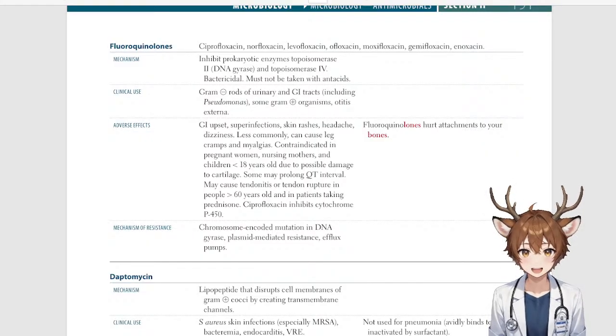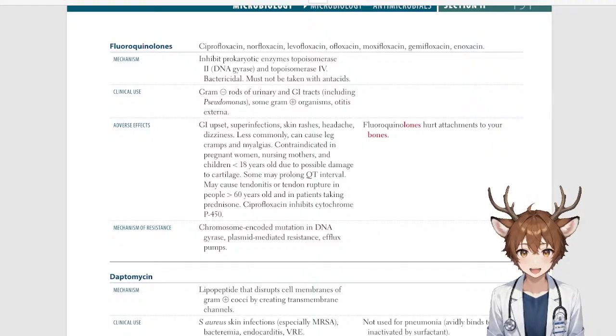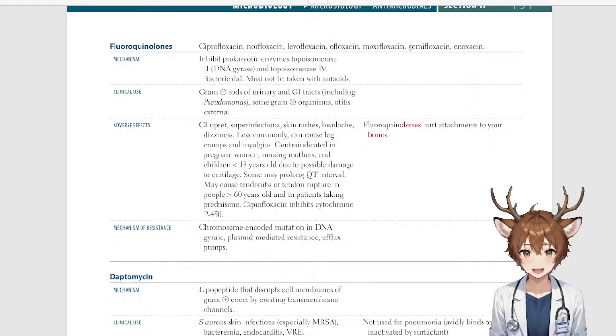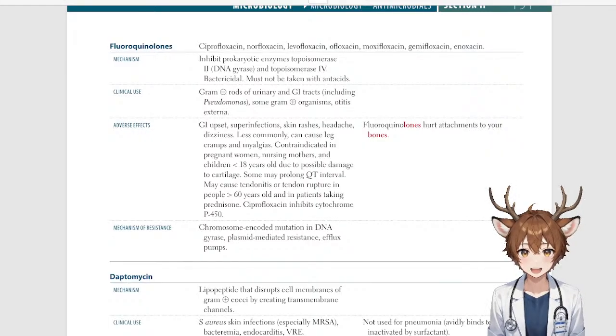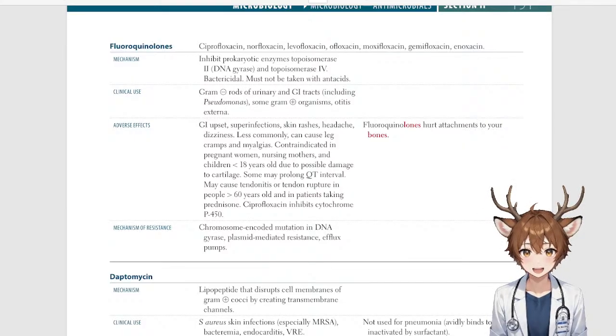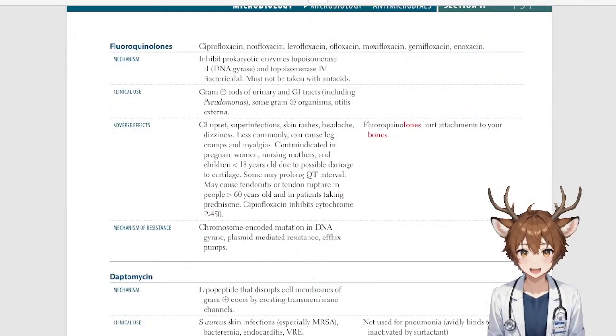What's the mechanism of resistance for fluoroquinolones? Again, these are things like ciprofloxacin, ofloxacin, moxifloxacin, levofloxacin. The mechanism of resistance is chromosome-encoded mutation in DNA gyrase, plasmid-mediated resistance, and efflux pumps.